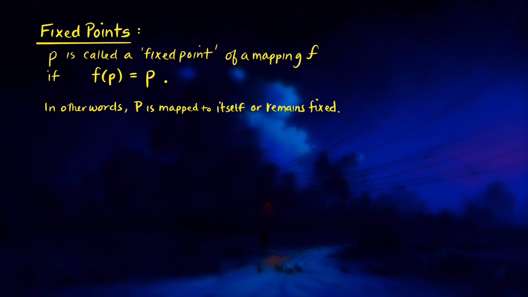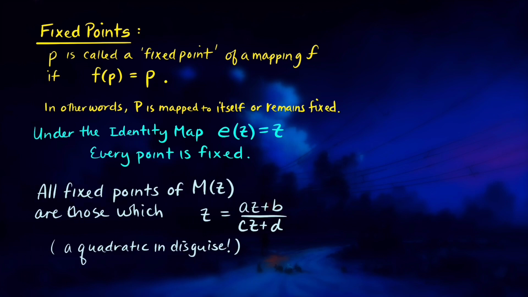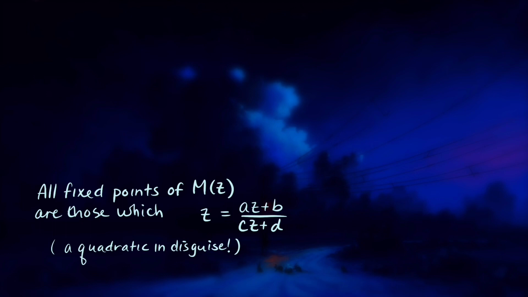Now, the fixed points of a Mobius transformation. For any function mapping f, a fixed point, let's call it p, is f of p equal to p. In other words, p is mapped to itself or remains fixed. Now, under an identity map, every point is fixed, maps to itself. Now, all the fixed points of a Mobius transformation would be the points z equals az plus b over cz plus d, which is really a quadratic equation in disguise.